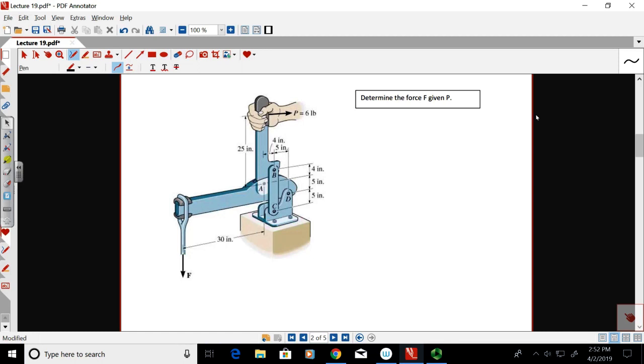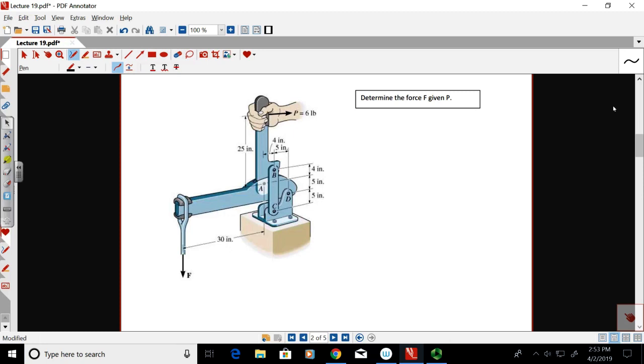And we're going to start dealing with mechanical systems, like this one. So this is kind of an odd little system here. Looks like it's some kind of device such that I can maybe raise something up. Some kind of device that's been made so that if I pull 6 pounds in a horizontal direction, I can get some kind of force that can pull this thing up or something like that. So it says determine the force F given P. So how the heck are we going to do that? How in the world?